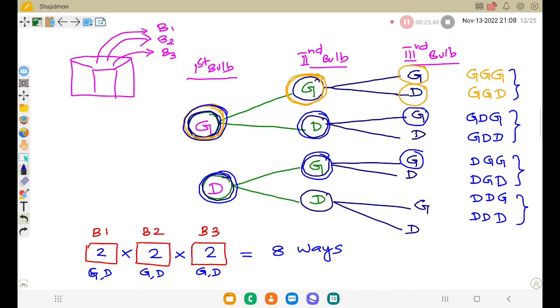So this is the multiplication rule. See, we are using multiplication here. First bulb how many options, second bulb how many options, third bulb how many options. Multiply these 3 numbers, so we are getting 8 ways. Keep in mind why we are using the multiplication rule: because one bulb is chosen, after that another bulb, after that another bulb, one task continuing with another task. That time only we use the multiplication rule. I hope you understood this question.